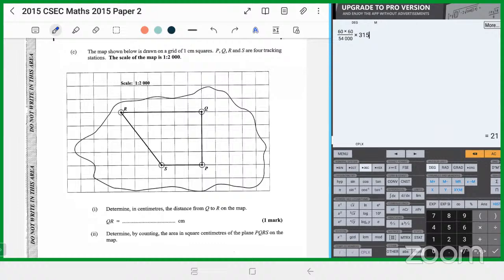It says determine in centimeters the distance of Q to R on the map. That's here on the map. 1, 2, 3, 4, 5, 6. 6 centimeters between Q and R. Let's put in the 6. Next, determine by counting squares the area in square centimeters of the plane PQRS. So what I can do is break it up like so.